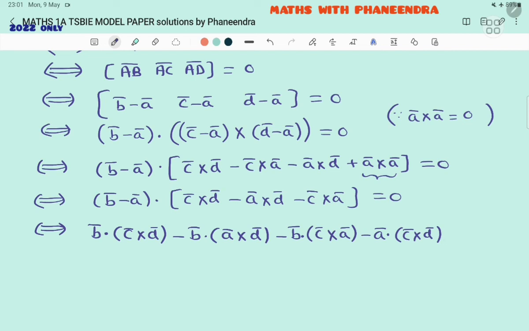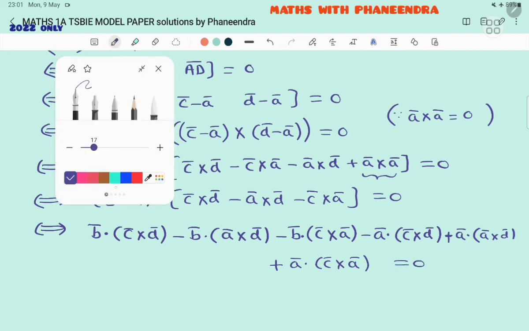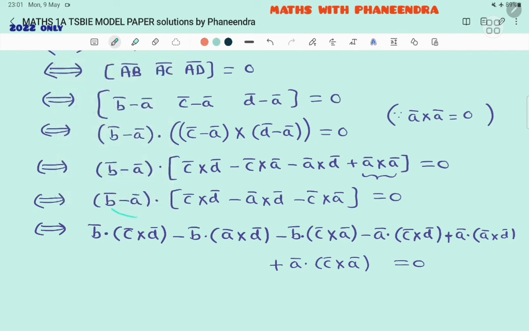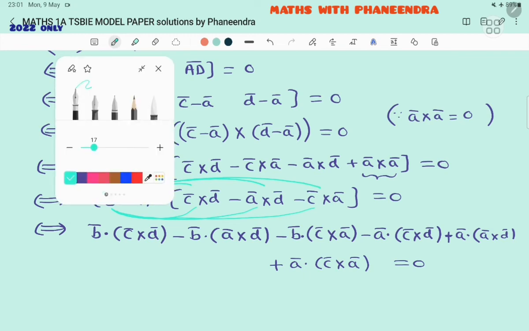Next, minus into minus plus A bar dot A bar cross D bar. Next, one more, minus into minus is plus A bar dot C bar cross A bar is equal to 0. So once again, I will show you, dear students, in what way I am writing. These two, next these two, next these two, like this I multiplied. After that these two, after that these two, after that these two. I hope you understand now.